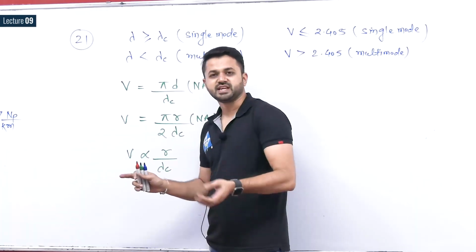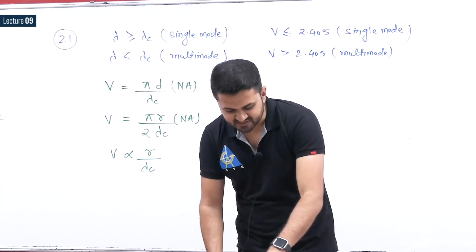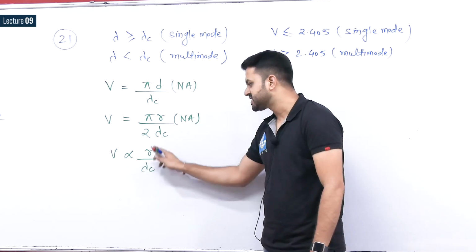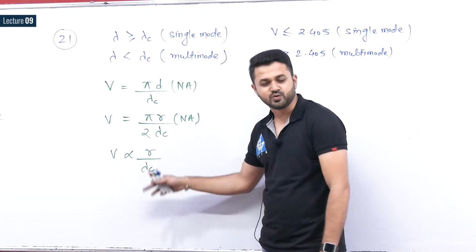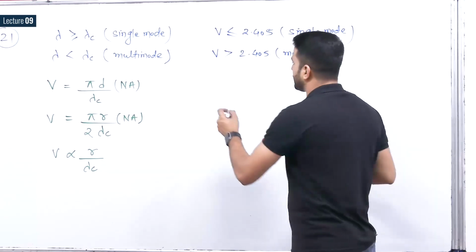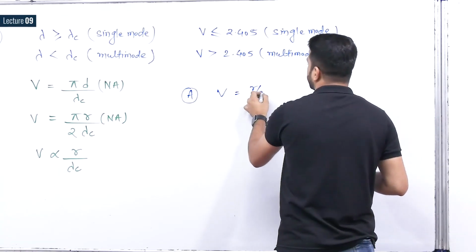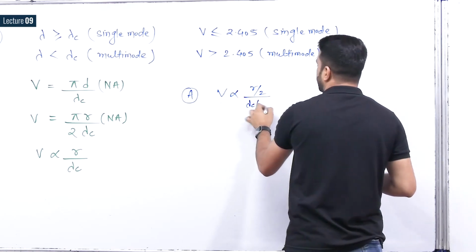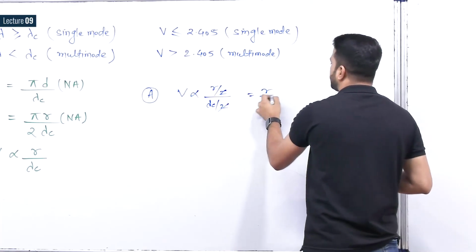So this value of V, how can we increase it? There are options given to us. In option A, the radius as well as the operating wavelength are halved. If I make half of these two, if r is r by 2 and lambda c is lambda c by 2, then 2 and 2 will get cancelled and we get the same ratio. So V is proportional to r by 2 and also lambda c by 2. I am making both half, so 2 and 2 will get cancelled and we get r upon lambda c.